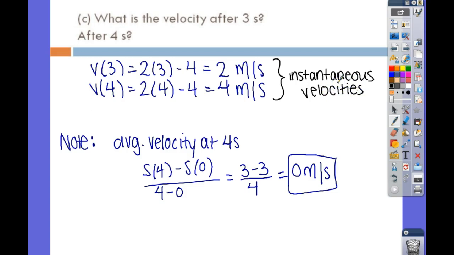I even put a little note. Average velocity at 4 seconds would be different. Average velocity at 4 seconds would be s of 4 minus s of 0 all over 4 minus 0. Do you see how average velocity comes from the position, not velocity functions? It is the slope of position.